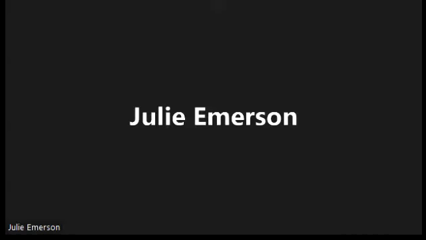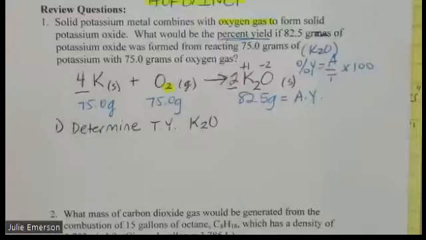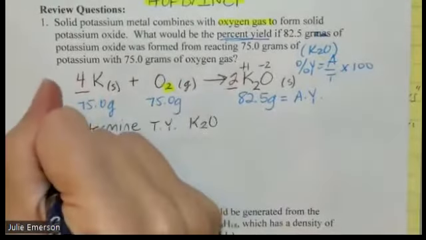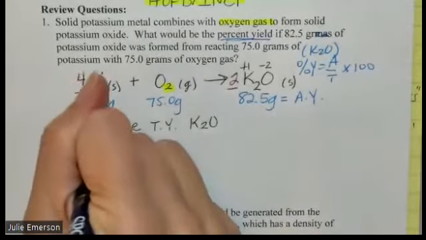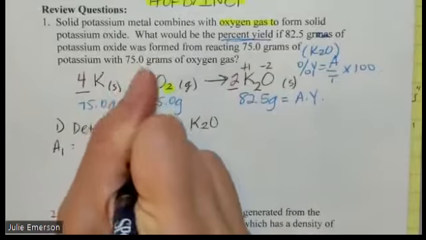Now I have 2 reactants. I've got the potassium and the oxygen. So I'm going to have 2 calculations here. Starting with my A1, I have 75 grams of potassium.